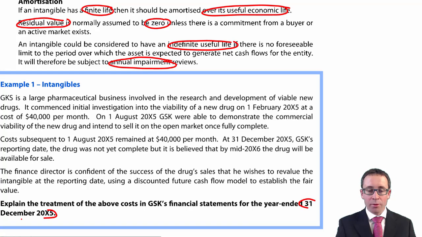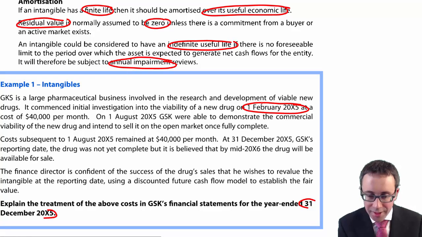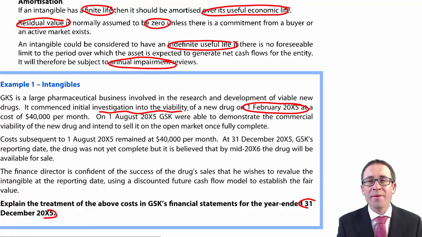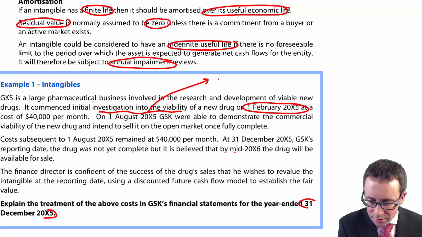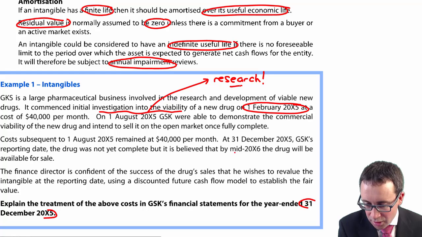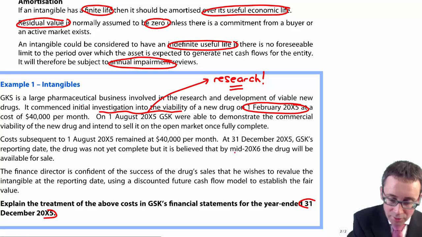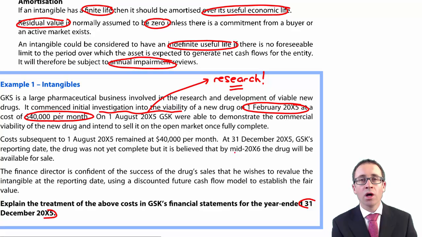But research and development of a viable new drug. Okay. It commenced initial investigation into the viability on the 1st of February 20X5. So investigation into the viability, playing around, isn't it, to see whether or not it's going to work. Investigation into the viability. What would you call that? Excellent. Research, ladies and gentlemen. That is research, isn't it? So the 1st of February X5, $40,000 per month. It will be expensed through profit or loss, won't it?